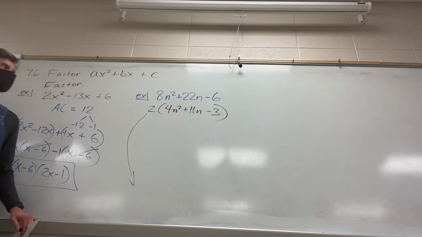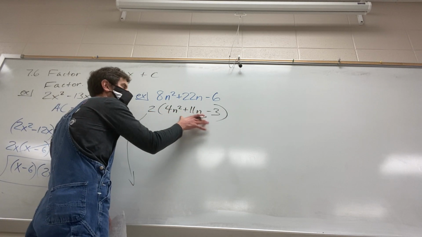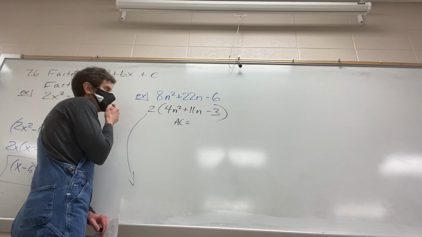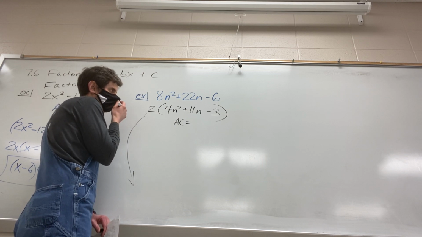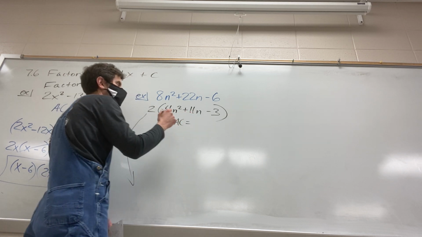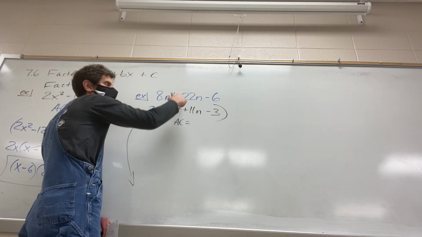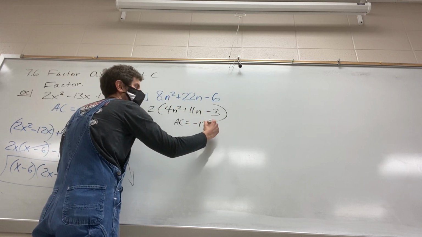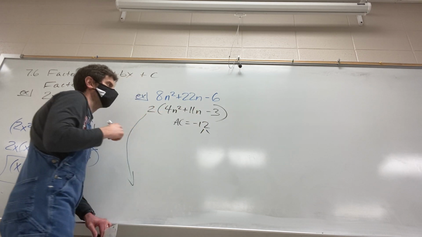Well, ladies and gentlemen, we still have a quadratic. Let's see if it factors. Let's do the AC method. What's our AC? Negative 48. Negative 12. And we're not looking up here, we're looking here now. Yep, look down here where we're at.